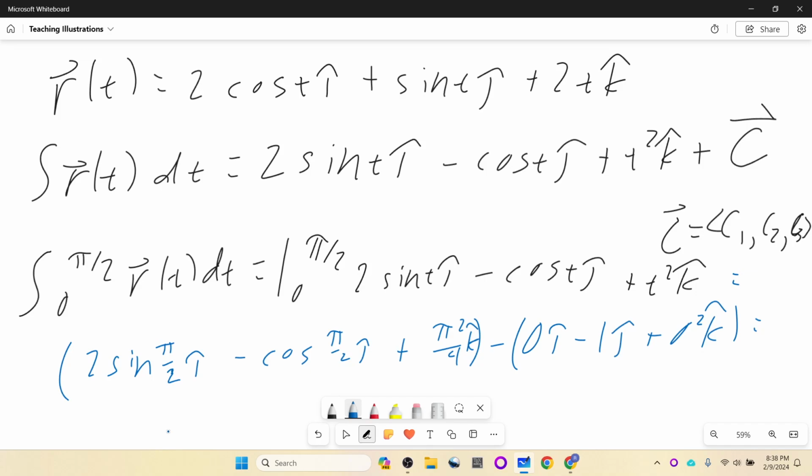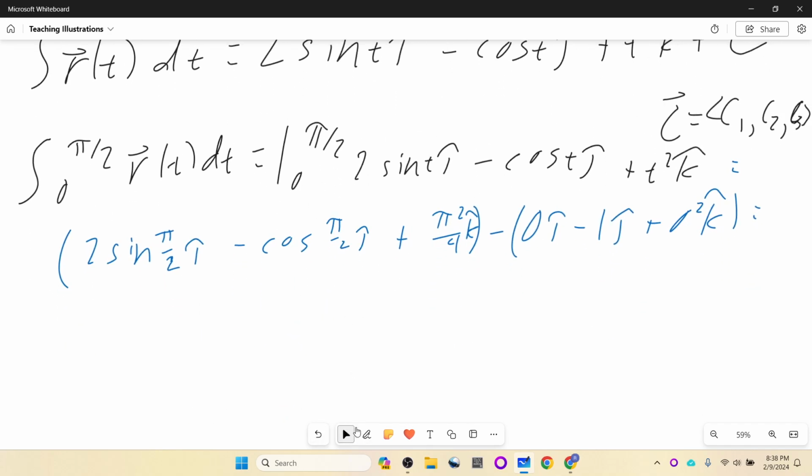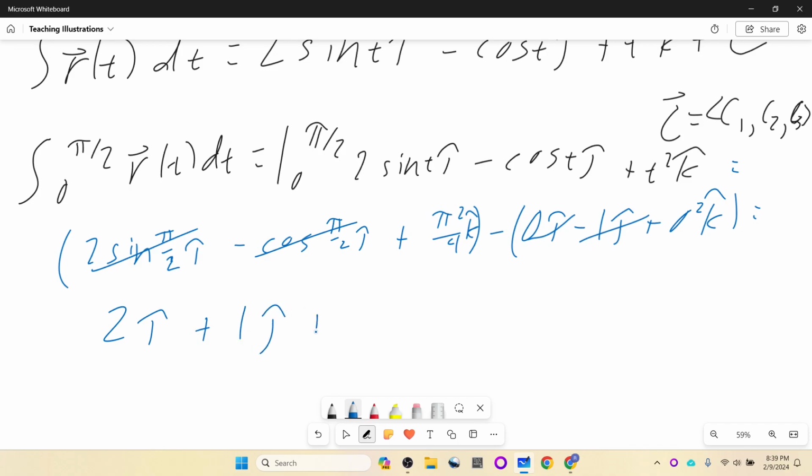So this will give us, since sine of pi halves is 1, 2i. Cosine pi halves is 0, so plus 1j plus pi squared over 4 k. That's the answer.